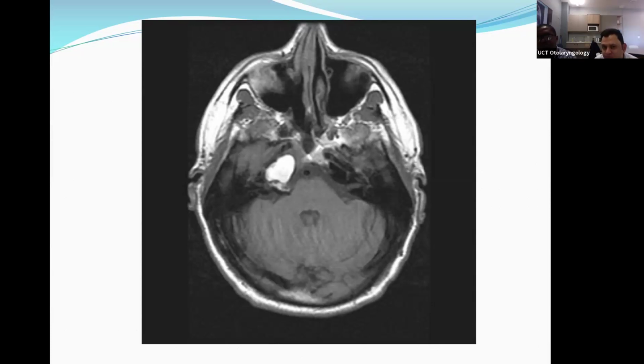What structures are you seeing? Is this a coronal, sagittal, axial? Axial image of a patient, and at the level of, I can see it's in the maxillary sinuses still.